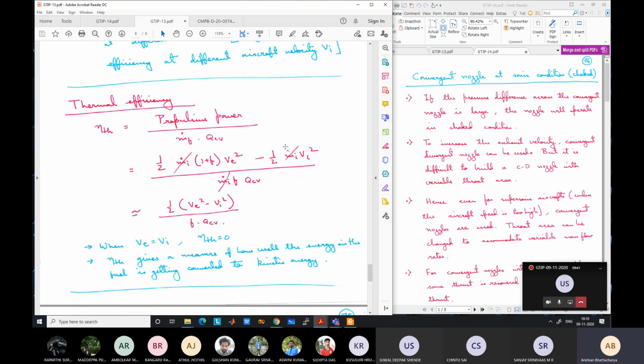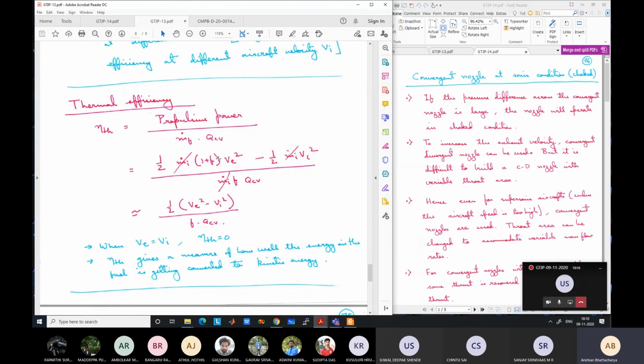So the inlet kinetic energy is half m dot I Vi square. What is the exit kinetic energy from the engine? The exit mass flow rate has increased. Now the new mass flow rate is m dot I plus m dot f, which I can write as m dot I into (1 plus f). And the exit velocity is V, that is how we are denoting. So half m dot I (1 plus f) V square, divided by m dot f, which we can write as m dot I into f. So this is our definition of thermal efficiency.